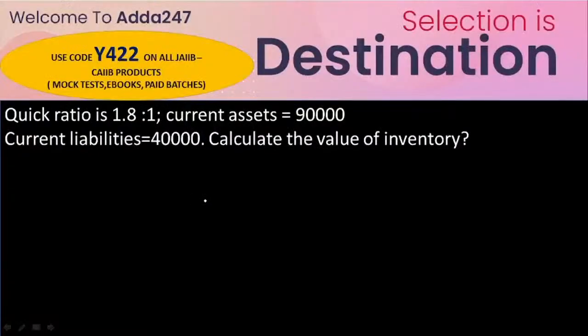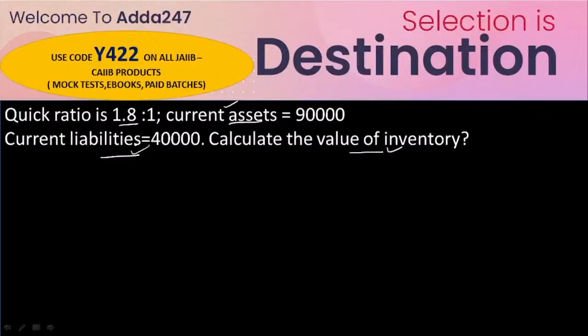Okay, so let's start with the first question, and that is from ratio analysis. Because the quick ratio is given, current assets are given, current liabilities are given, and we have to calculate the value of the inventory. So in this question we have to calculate the value of the inventory from the information given for the quick ratio, current assets, and current liabilities.